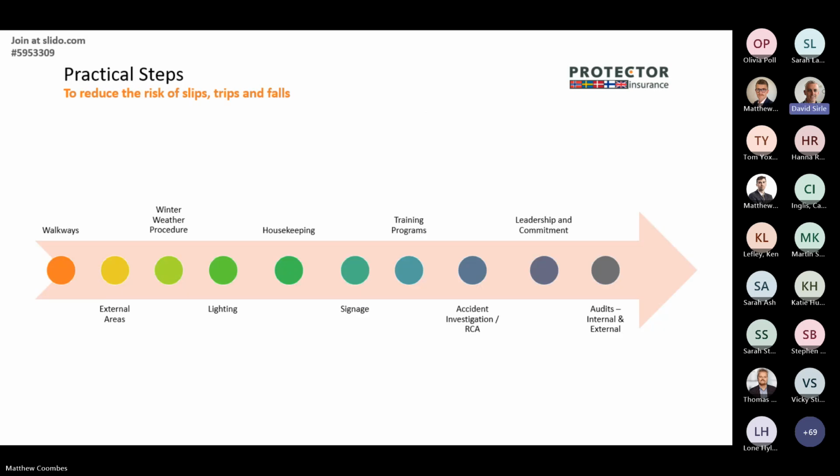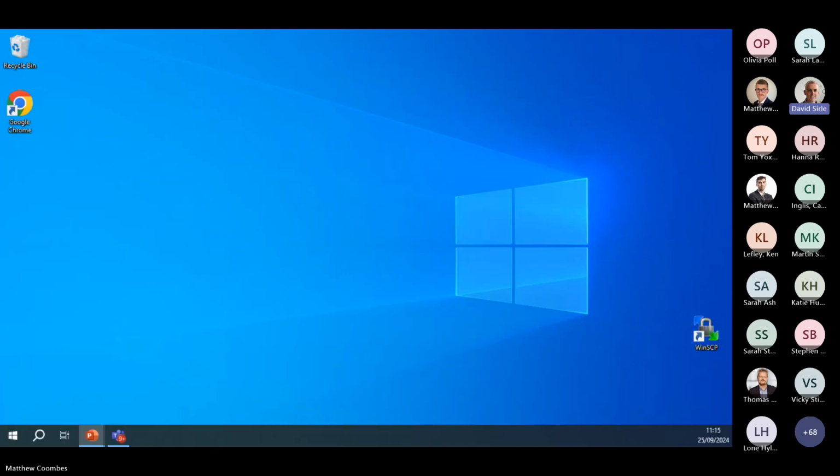So to wrap up, let's recap some practical steps that you can take to help reduce slips, trips and falls in your workplace. These steps can be implemented immediately and will have a positive impact on safety within your workplace. First, ensure that all walkways are clear and free of obstructions. This is one of the simplest and most effective ways to prevent trips. Make sure that cables, boxes and other items are stored correctly and not left in walkways where people tend to transit.